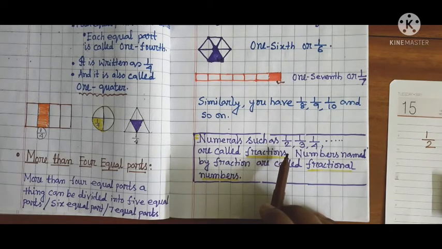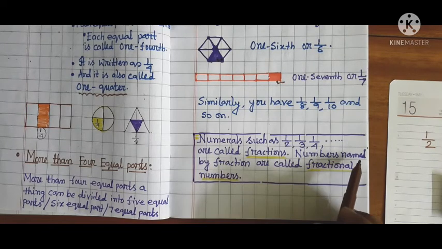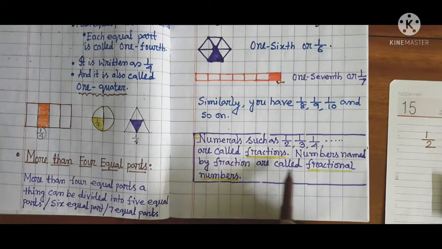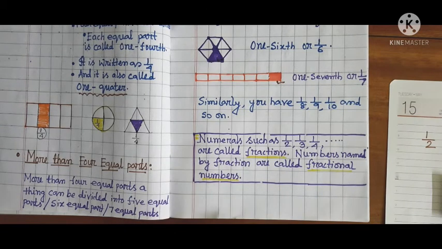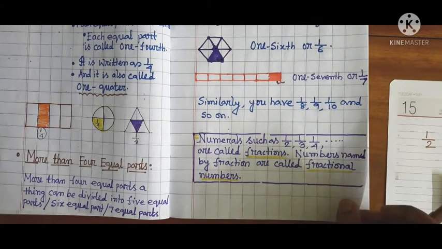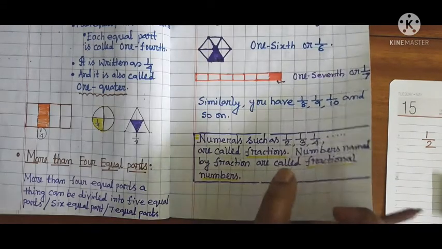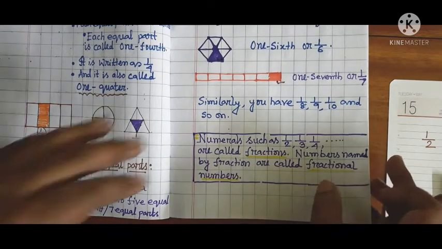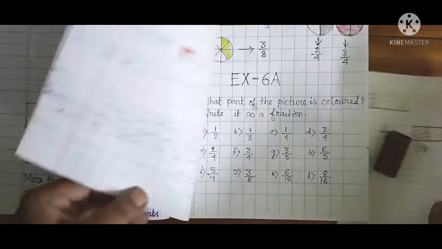I think you will understand better if you see the whole video. Numbers named by fractions are called fractional numbers. I think you have now understood about fractions.